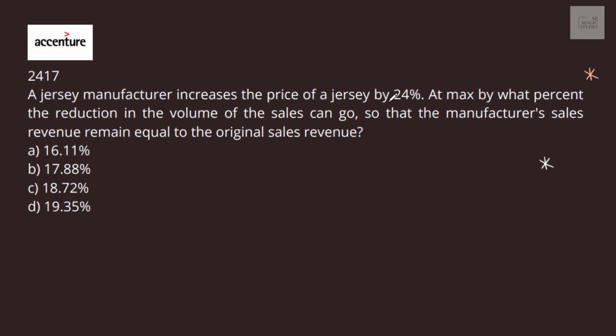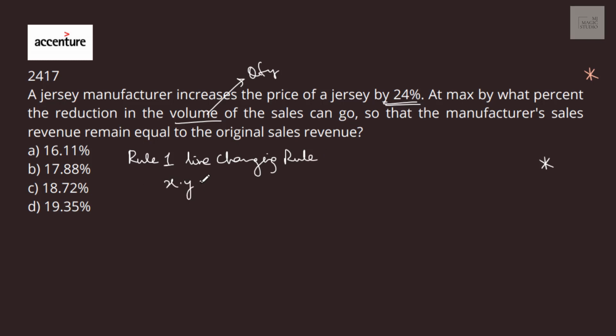A jersey manufacturer increases the price of jerseys by 24%. At max, by what percent can the reduction in the volume or the quantity sold go so that the manufacturer's sales revenue remains equal to the original sales revenue? How beautifully here we can use our rule 1, that is the line changing rule.